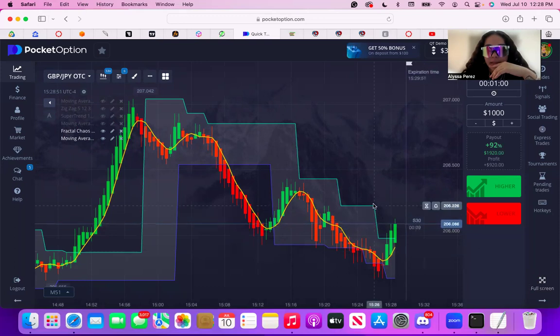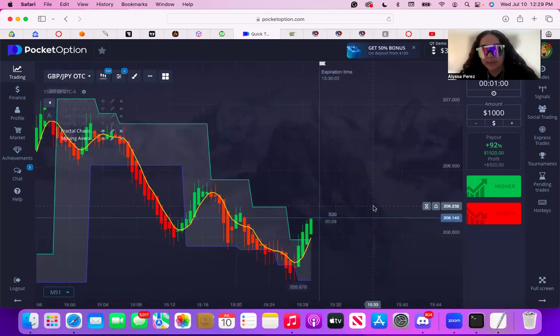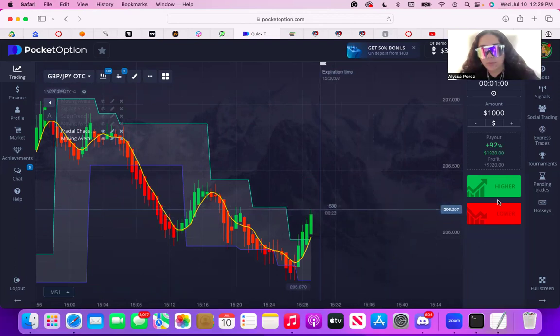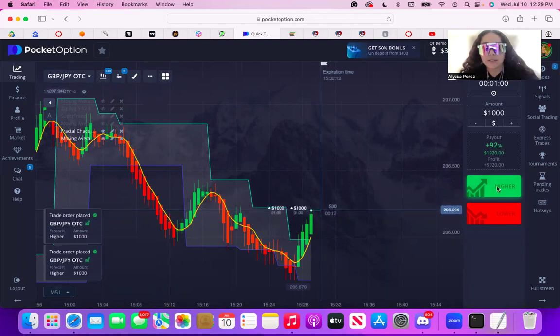I want to see it break this level here before I even hit that uptrend level. It looks pretty strong here, so honestly, I might just go for it. I mean, we're on demo. That's the whole point. We live and we learn, right? So I think it's gonna keep going up.